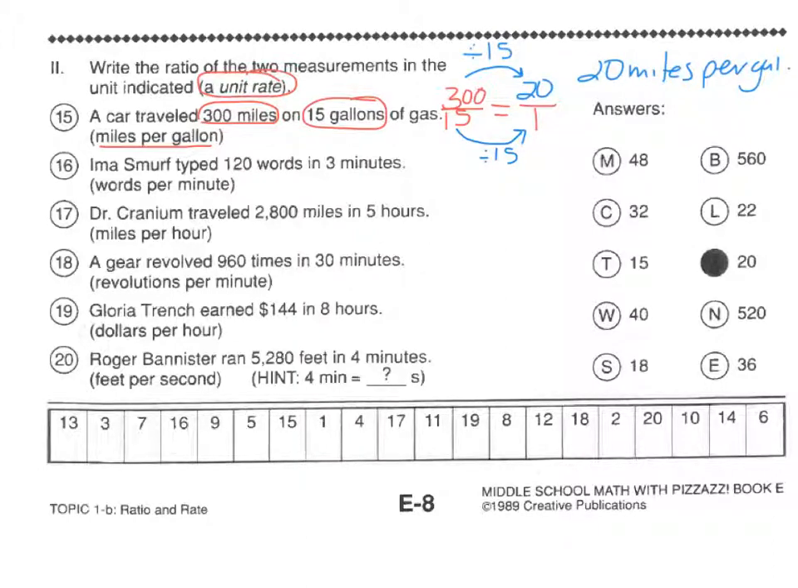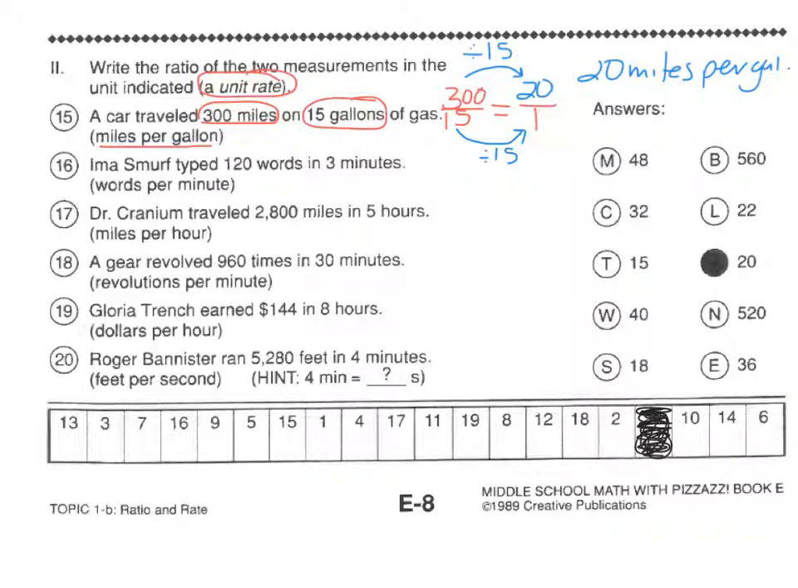So I'm going to look for the answers over here. 20 is right here. Oh, it's another shaded box. So I'm going to go ahead and go to number 20 and fill it in. And then you're going to continue on for the rest of the worksheet.